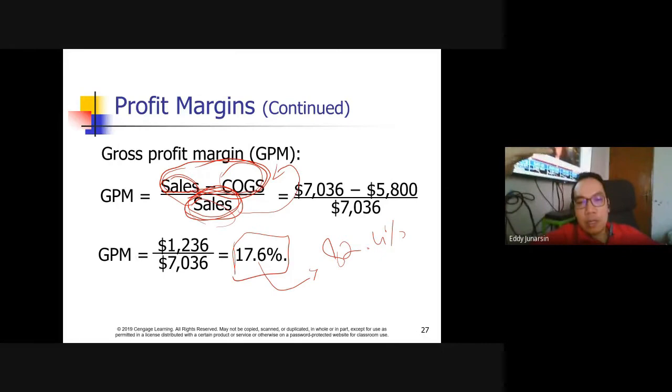You could imagine your cost of goods sold constitutes 82.4% of your revenues. So your gross profit margin is only 17.6%. This is quite low, but again, a typical example in a competitive country.